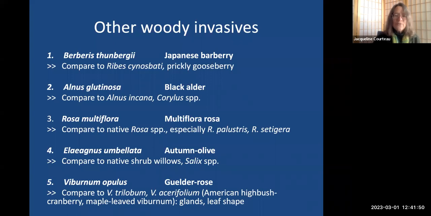Rosa multiflora, multiflora rose, can invade just about anywhere, it seems. And certainly I have it a lot along my swamp edge. So it's not necessarily considered a swamp species, but it's certainly getting into wet places. So compare that to our native Rosa species, especially Rosa palustris and Rosa setigera. The thorns and prickles are different. If you have leaves, the leaves and stipules are different.